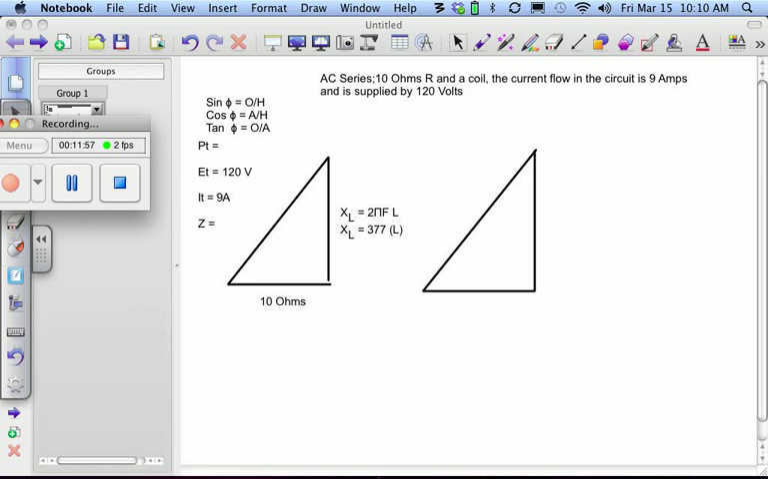Now we need to find the impedance first of all, right? Because that'll give us an angle at least, right? So if we just divide 120 by 9, that'll give us our total impedance, right? Okay, so wait a minute. What function is that? Well, let's put that in first. 120 divided by 9 is 13.3333.